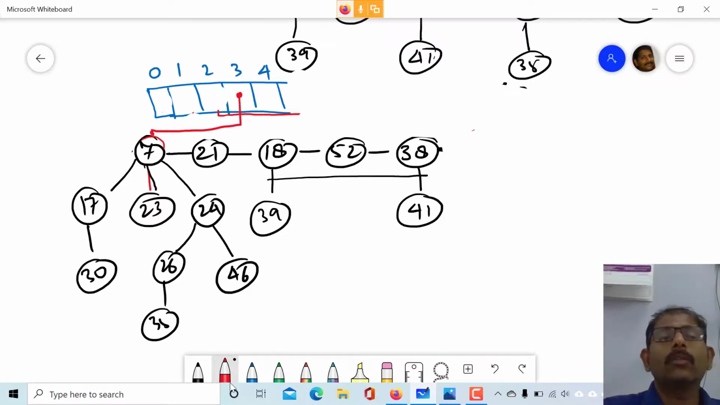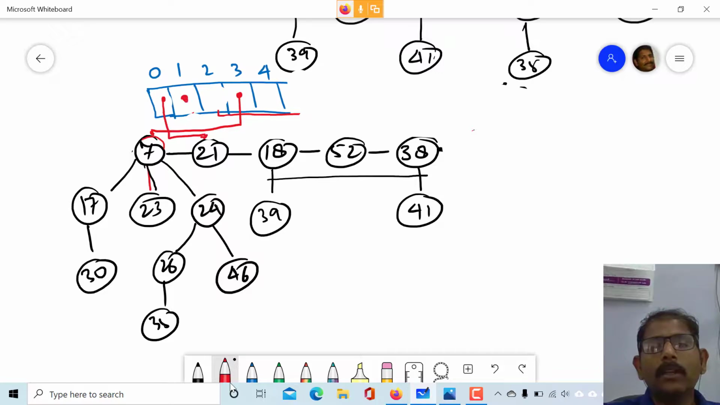Okay, now the next neighboring node of 7 is 21 and the degree of 21 is 0 and 0 is free, therefore 0 will be allotted to 21. Okay, next node is 18, its degree is 1 and 1 is free here, therefore 1 will be allotted to 18. 52 has degree 0 but 0 is already occupied, so the same thing will happen. 52 has the higher value, therefore it will come down to 21.